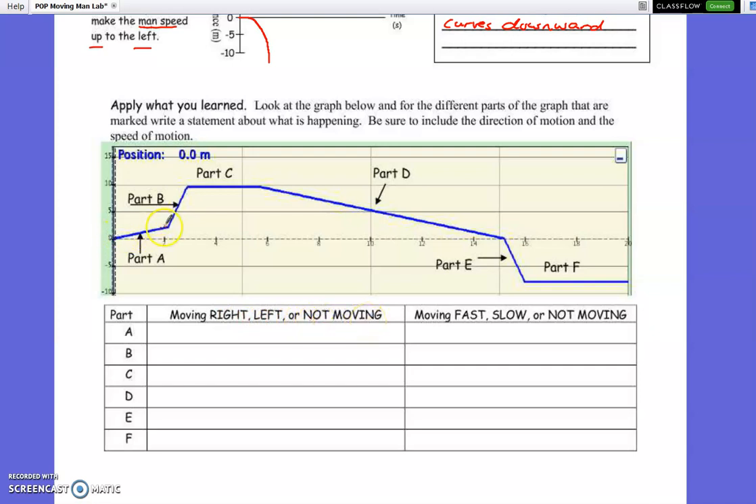So here's part A. During part A, is it moving right, left, or not at all? And then for the second line, you're going to be putting whether it's moving fast, slow, or not at all. So finish that worksheet up then, and apply what you've learned.